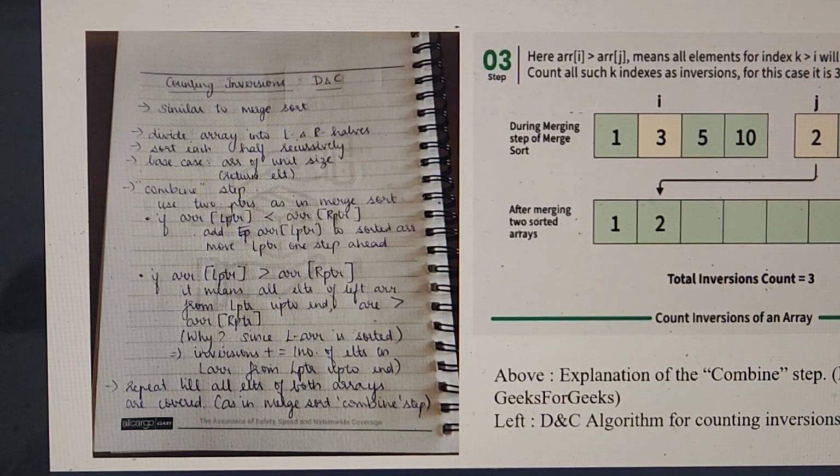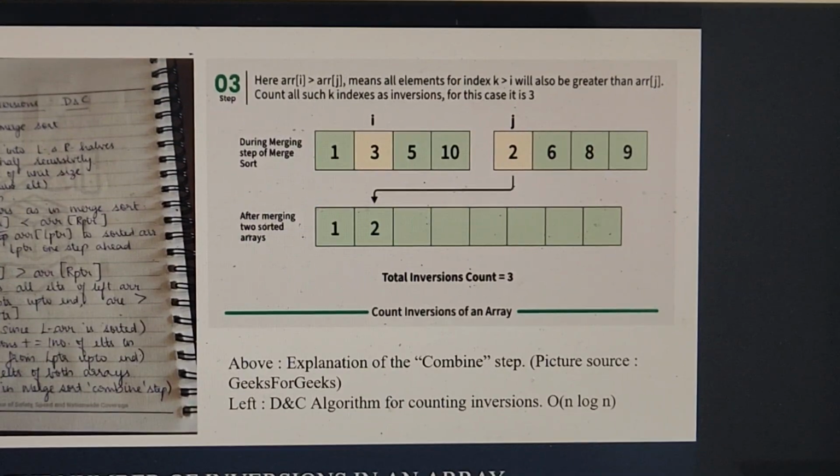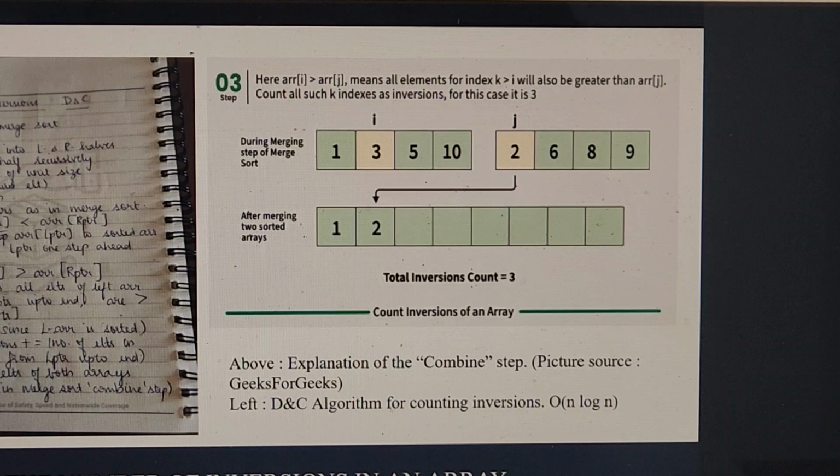You will repeat this step until all elements in both subarrays have been covered. So I will first explain what I mean by calculating the number of elements and adding that to the inversion. I'll explain why that is done. Then we will look at one proper example of the combine step. Then I think things will make more sense.